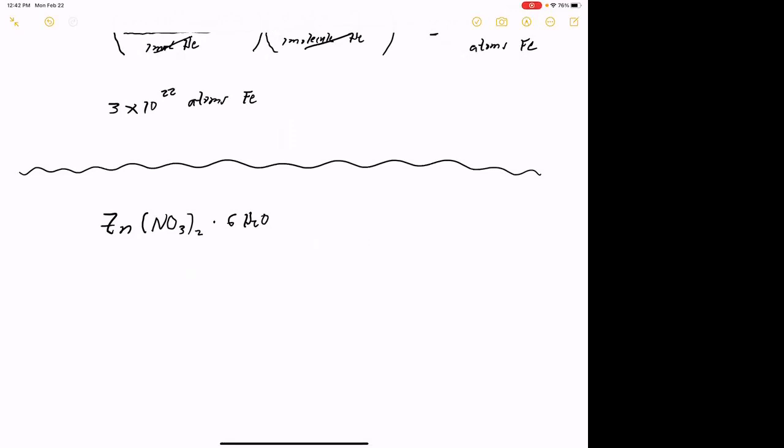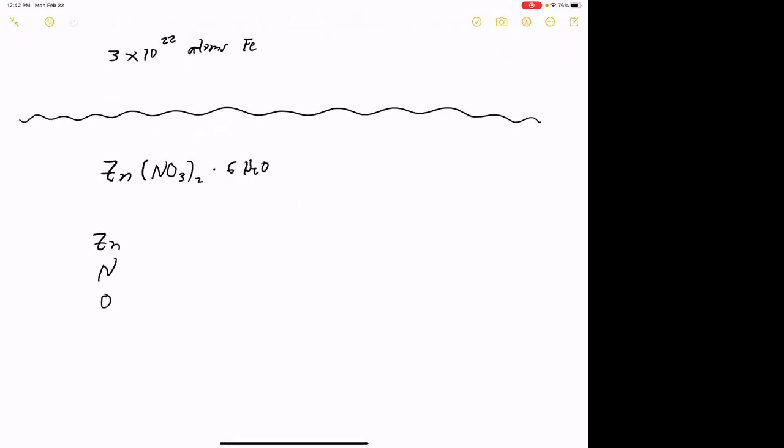Would you break down all the atoms, all the elements? Yeah, that's perfect. That's exactly what I would do. The reason is that I have to get a molar mass for the whole compound, right? So let's break it down. I've got zinc, nitrogen, oxygen, and some hydrogen. Is there anything else in there I missed? No, I think I got it all. So let's count up how many I've got in there. How many zincs do I have in the formula? 1. So 1 times the molar mass of zinc, whatever that is.